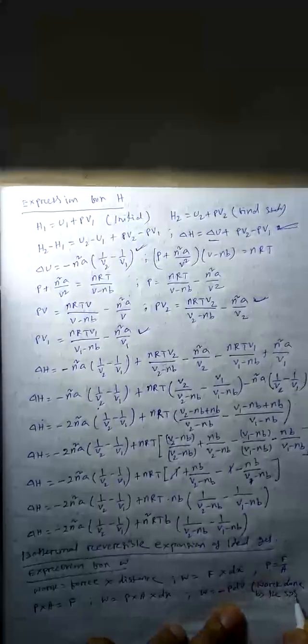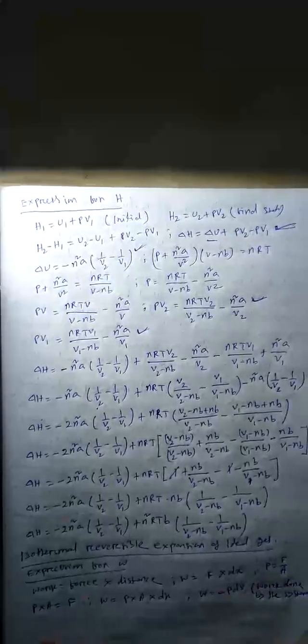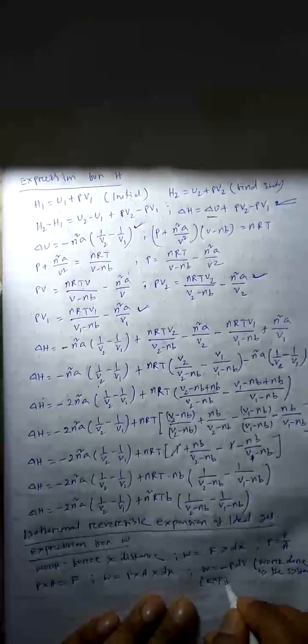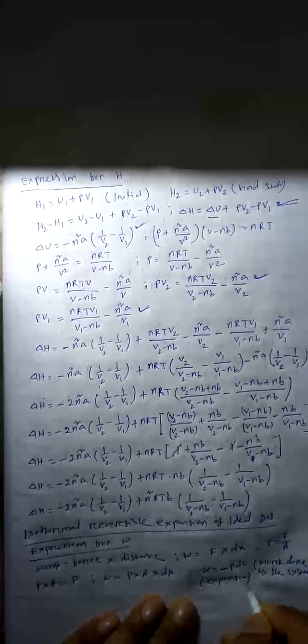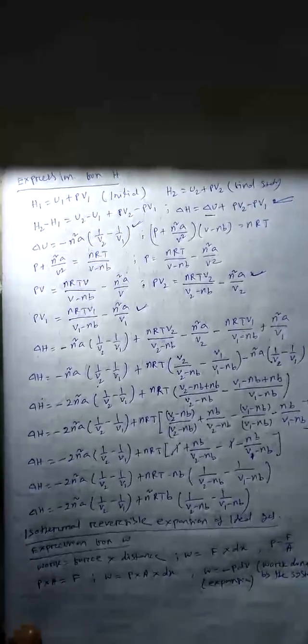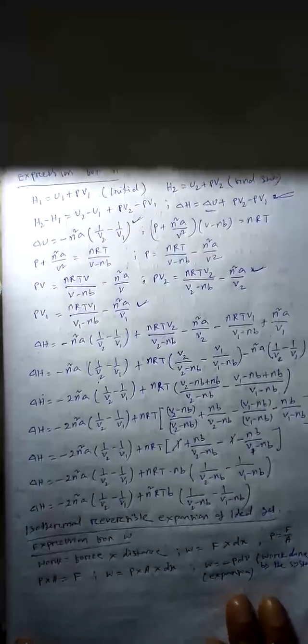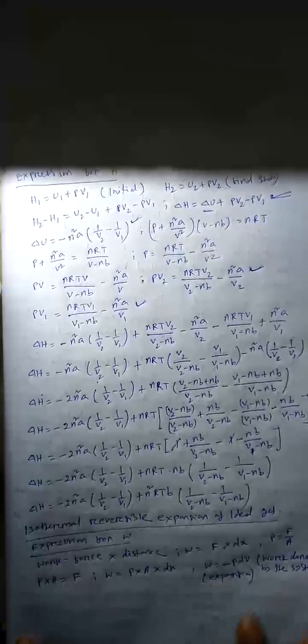Work done by the system, by expansion. Whatever you take, work done by the system or expansion, that is why I put the negative sign here. So in that case, that is the negative work done formula.